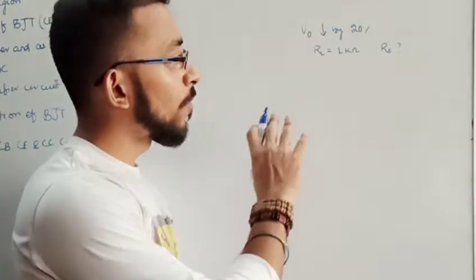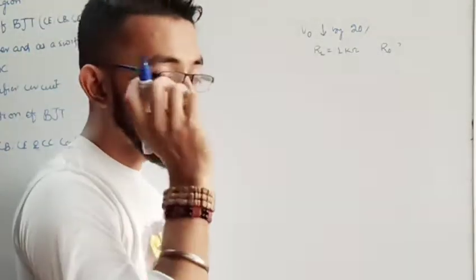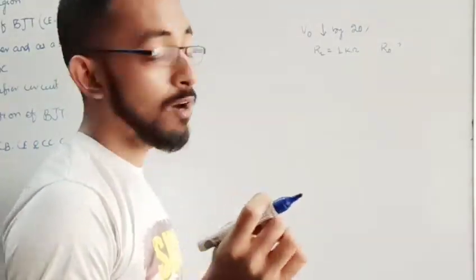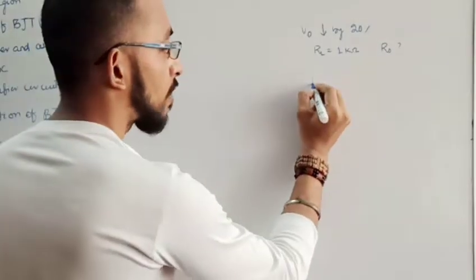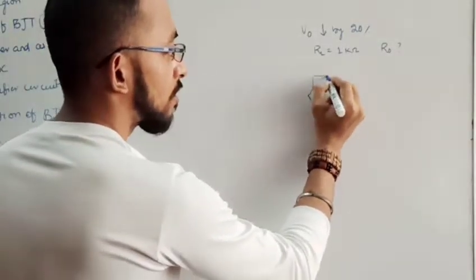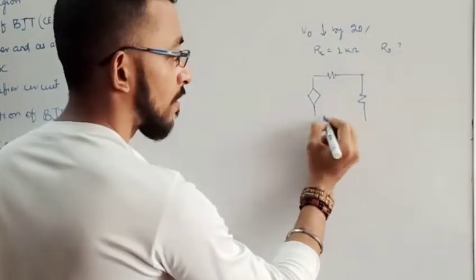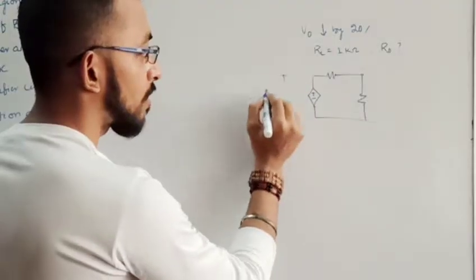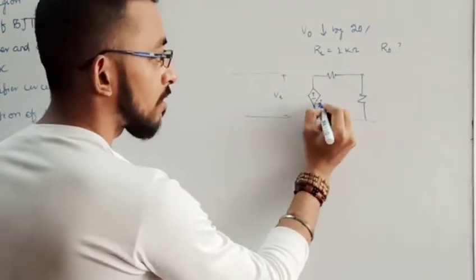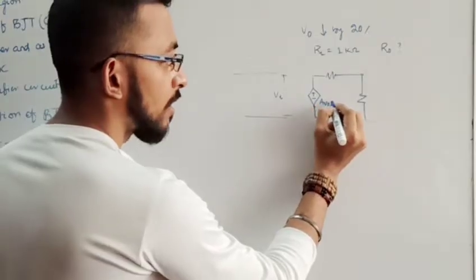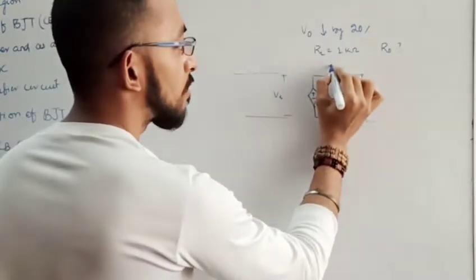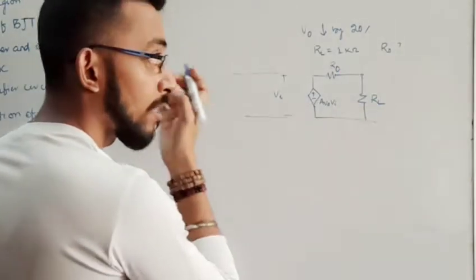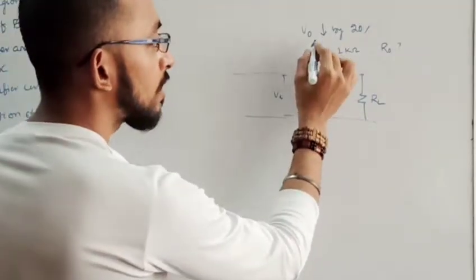It is given that in a voltage amplifier, my V output is decreased by 20% when a load of 1 kilo ohm is connected across it. Then what will be my output resistance? So in a voltage amplifier, what is the circuit model? This is a voltage controlled voltage source, controlled by the input voltage. This is A V naught into Vi. This is my output resistance R out, and this is RL.